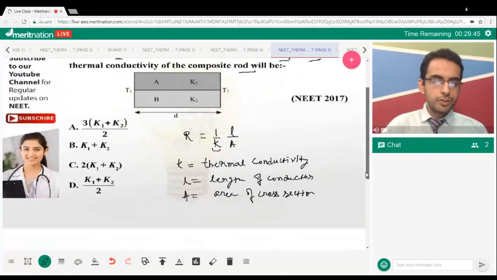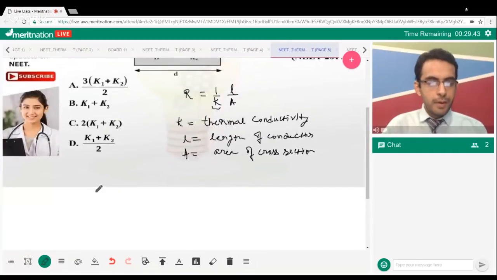And you know that for parallel combination, the equivalent resistance is calculated by this formula. 1 by R equivalent is equal to 1 by R1 plus 1 by R2 and so on.